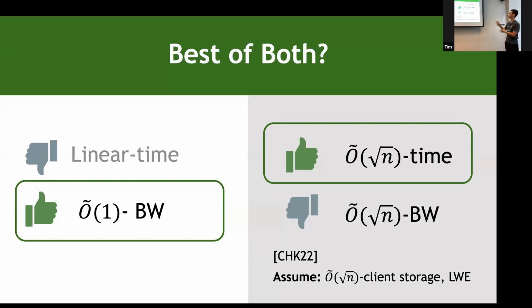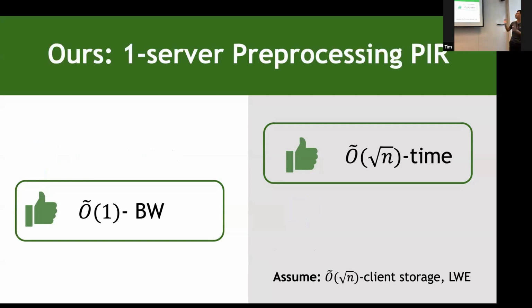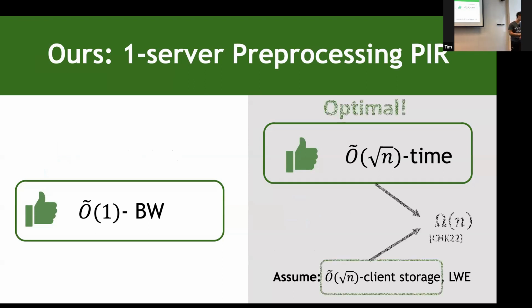Can we achieve the best of both worlds? In our paper, we try to answer this question. And our paper says, yes, we can actually get the best out of both worlds. So basically, we can achieve that sublinear time and also achieve polylogarithmic bandwidth per query. And this is actually optimal. In the previous work, they actually show that the multiplication of the server computation time per query and the number of bits stored in the client storage should be omega n. So in this sense, our work is optimal up to some logarithmic factors.